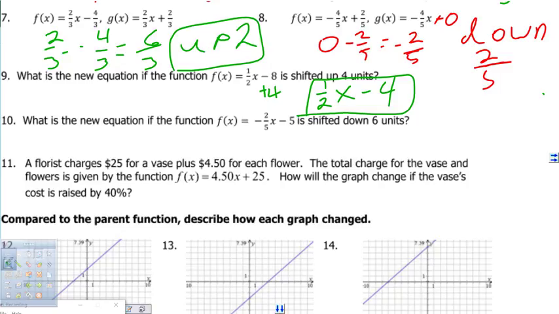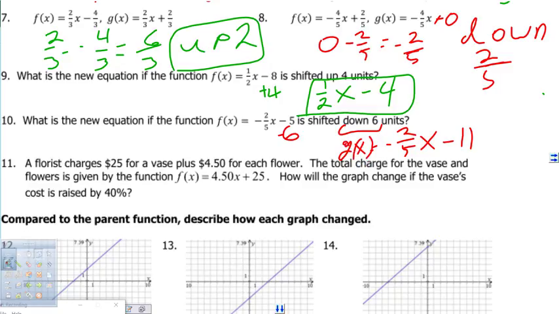Now, number 10, it's asking what is the new equation if the function f of x equals -2/5 x minus 5 is shifted down 6 units. So we subtract 6. So that's going to be -2/5 of x minus 11. Okay? And we can put a g of x on the front if you want.